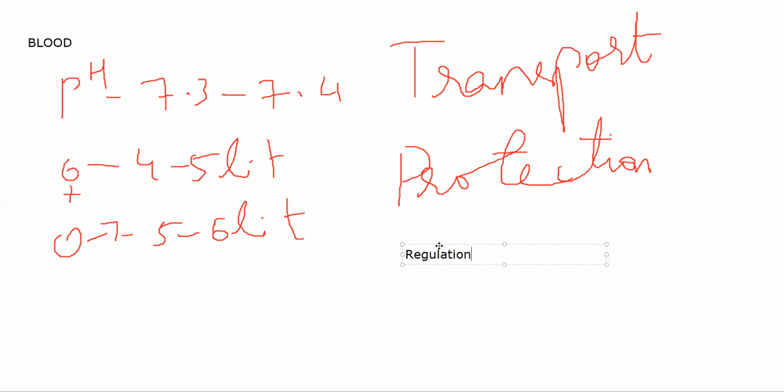If we talk about regulation, then regulating pH, by regulating acids and bases, the amount of acid and base that is present in the blood and in the body, and regulating the fluid amount that is in the body, also regulating temperature.